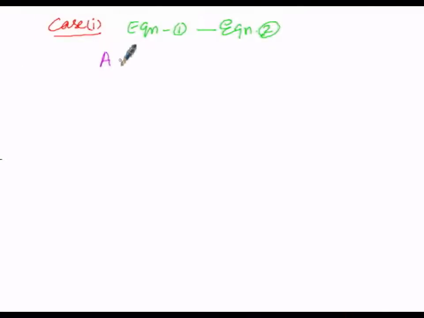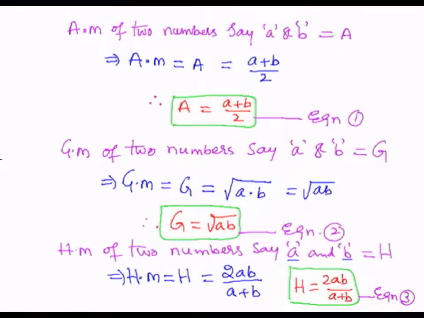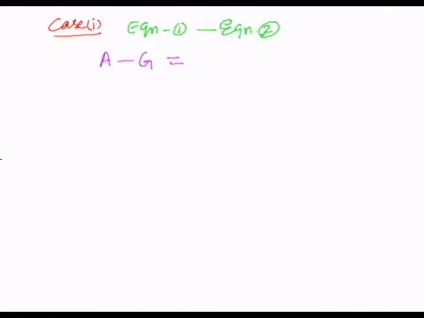Now, A minus G is equal to, but as per equation number 1, A is (A plus B) by 2 and G is root of AB. So that equals the arithmetic mean, given by (A plus B) overall divided by 2, minus G, the geometric mean, given by root of AB.